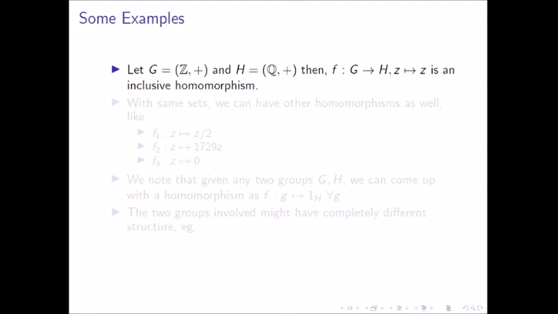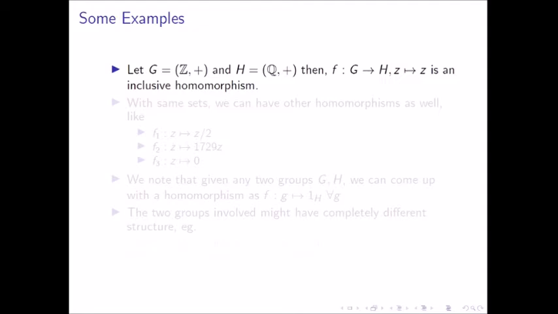So let's look at some examples over here. G equal to Z plus, the additive group of integers, and H is equal to Q plus, the additive group of rational numbers. Then f defined from G to H, where any integer z goes to z as a rational number, is an inclusive homomorphism. Why? G is a subgroup of H and f is basically an inclusion map. It is respecting the fact that both G and H are groups, as f of x plus y turns out to be x plus y, which is equal to f x plus f y, right?